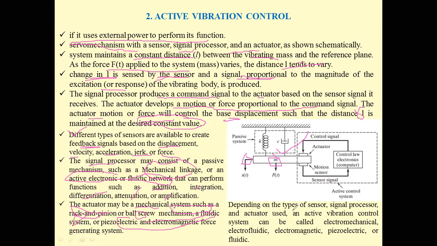So depending upon the different types of sensors, signal processor, and actuator used, the active vibration control system can be called electromechanical, then electrofluidic, then electromagnetic, then piezoelectric, and fluidic. So depending upon the combination of this sensor, signal processor, and actuator, we can call this system by these names.